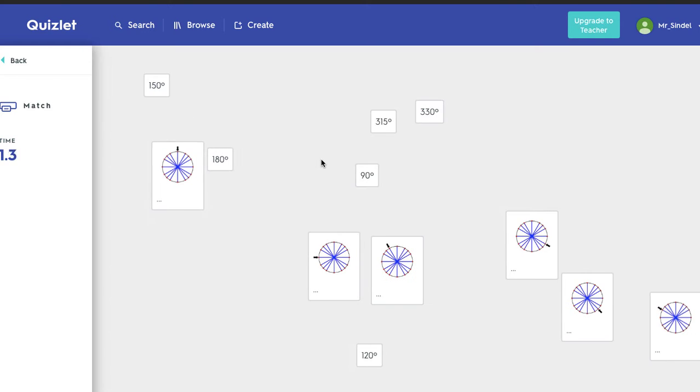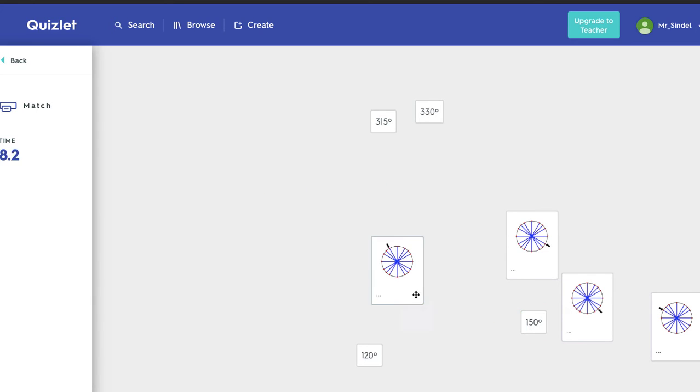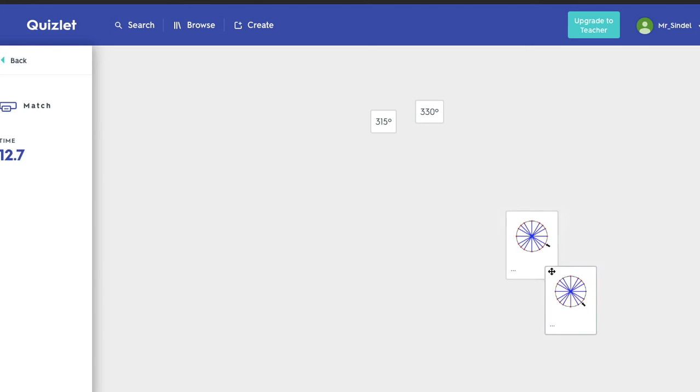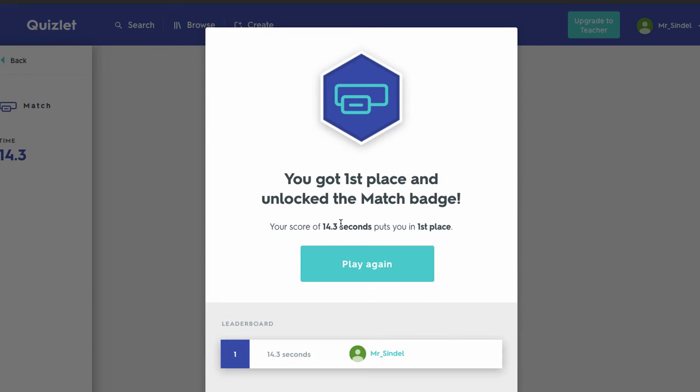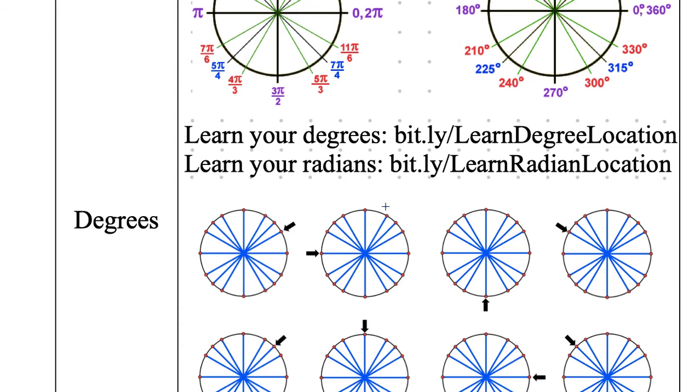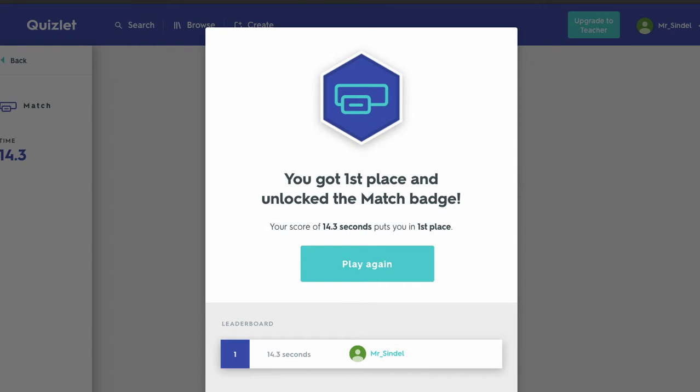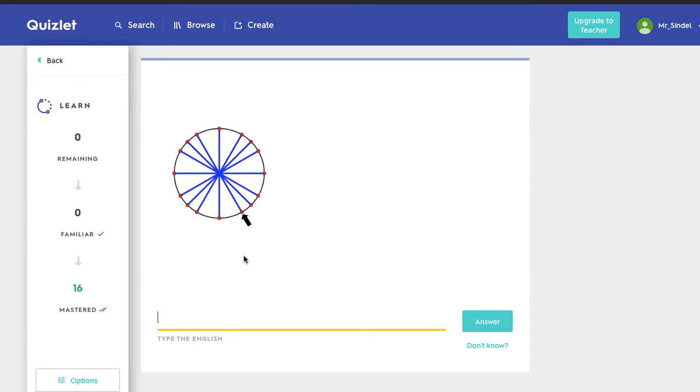So let me see how fast I can go with my mouse. That's 90 degrees, that's 180 degrees, 150 degrees. Nope. Oh man, it's 120 degrees. 150 degrees is this one. This is 315. This is 330. Okay, so you can very clearly beat my high score. I'll be playing this again because I need a review, obviously, as well. It's always a learning process. And then the radian one is slightly harder to do because you have to type them in. So this one you have to actually type in 5 pi over 3 and check your answer that way.